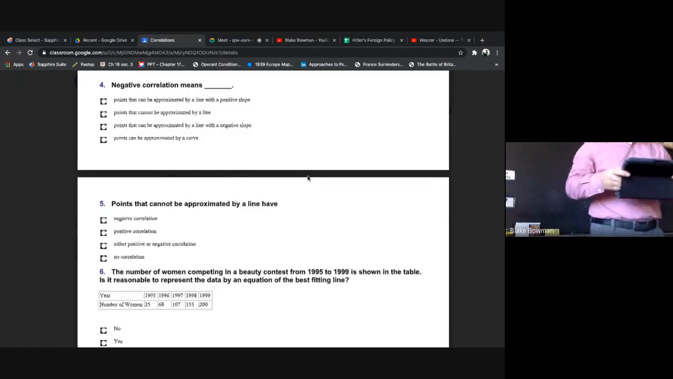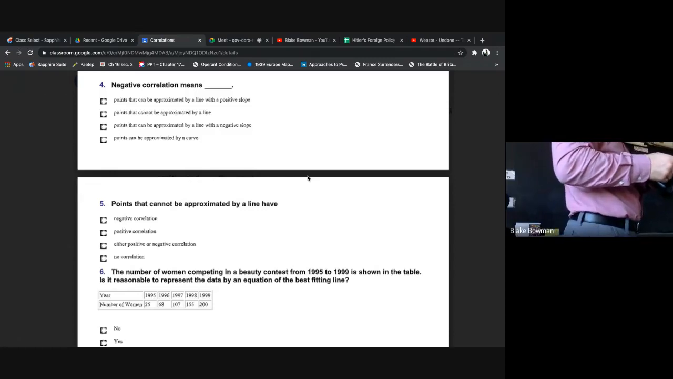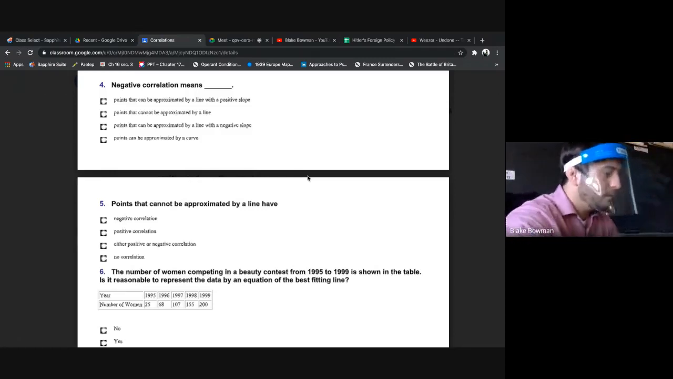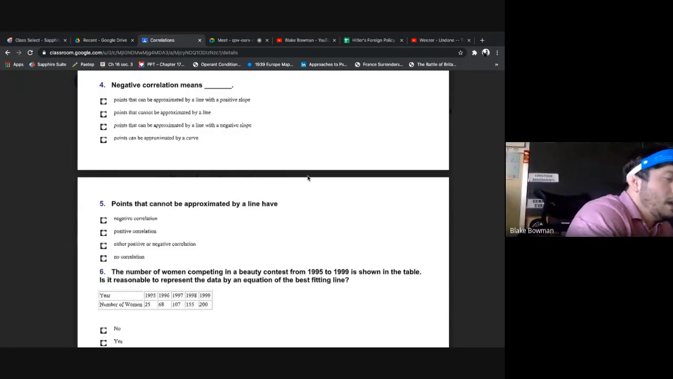All right, 7. The number of boys and girls in different grades of a school are given in a table. Pick the appropriate scatter plot for the data. So we can see the data here: grades 8, 9, 10, 11, 12. Boys 20, 30, 40, 60, 80, and girls 25, 28, 35, 45, 65. So what plot would really represent that data?